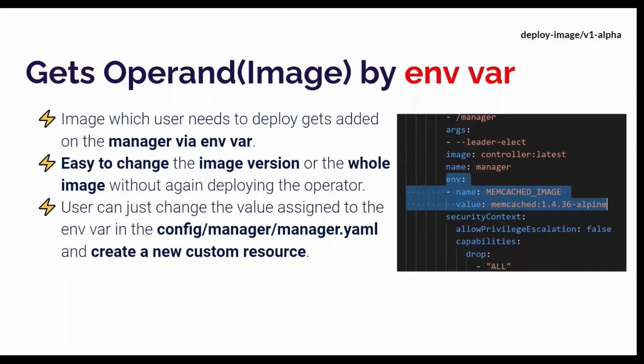The image the user needs to deploy gets added on the manager via an environment variable. The reason for doing that is if the user wants to change the version or the whole image used in the operator, then there is no need to change the project code, build a new operator image and then deploy. The user can just change the value assigned to the environment variable in the manager YAML and create a new custom resource.